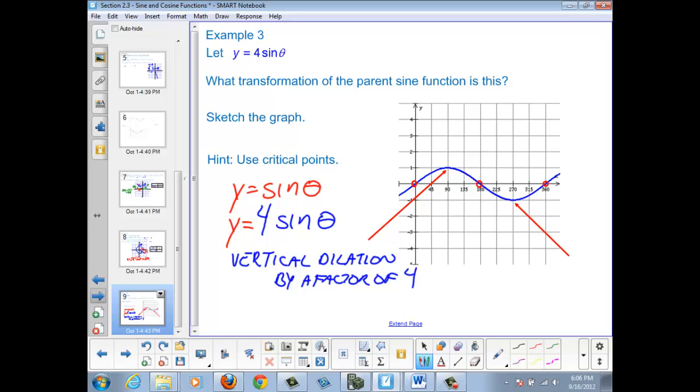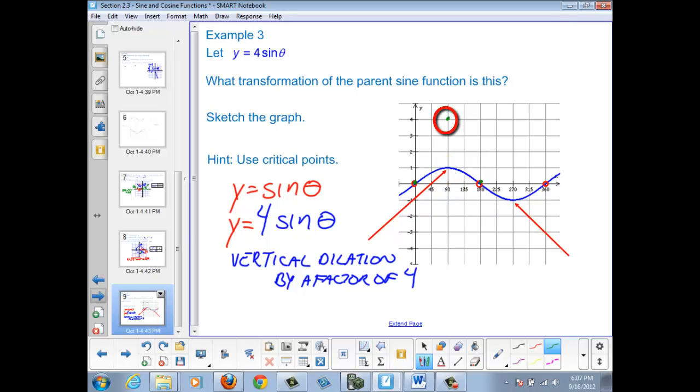To sketch the graph, we identify key points where it would be easy to show this vertical dilation. Those points we call the critical points. Critical points are where the function is equal to 0 or at a maximum or a minimum. Here at the origin, it's equal to 0, and when we multiply by 4, we stay there at 0. We reach a maximum at 90 degrees of 1. But now we're going to multiply that by 4, so at 90 degrees, I'm going to move up and mark a point at 4. 1 times 4.